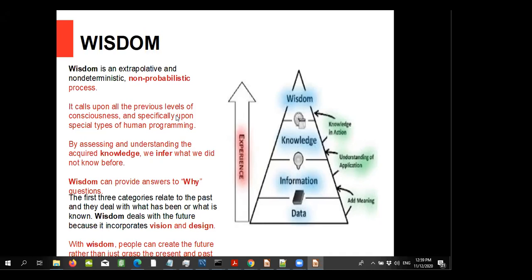The why questions is where the answers to a lot of our problems are. So, in summary, the first three categories relate to the past and they deal with what has happened. So, experience, and what is known, real world facts. Wisdom deals with the future because it incorporates vision and design. With wisdom, people can create the future rather than grasp the present and the past.